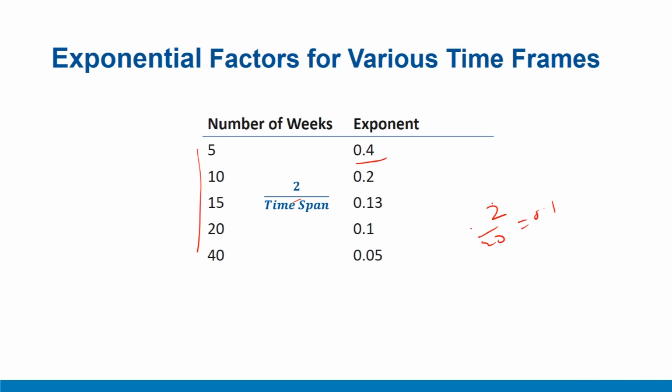On the other hand, a 20-week average should be half as sensitive for a 10-week period. So its exponent is 2 by 10, 2 by 20, which works out to 0.1. And so on. If an MA proves to be too sensitive for the trend being monitored, one solution is to extend its time period. And therefore, all forms of MAs represent some form of compromise between timelines and sensitivity.